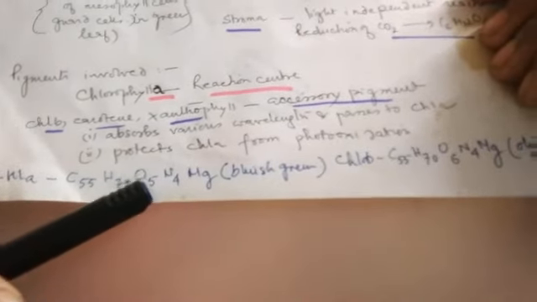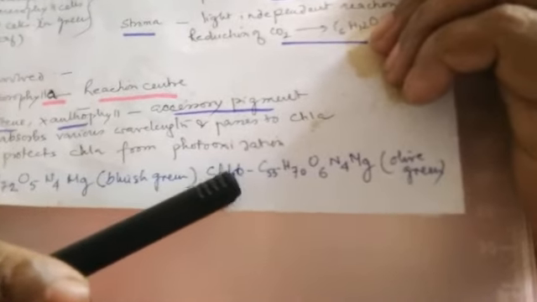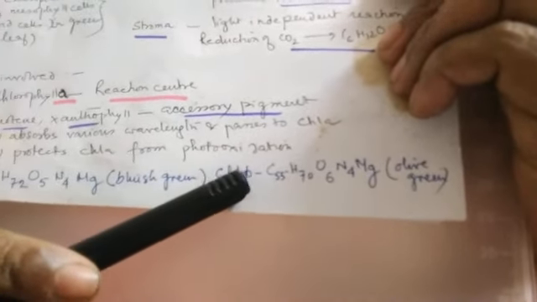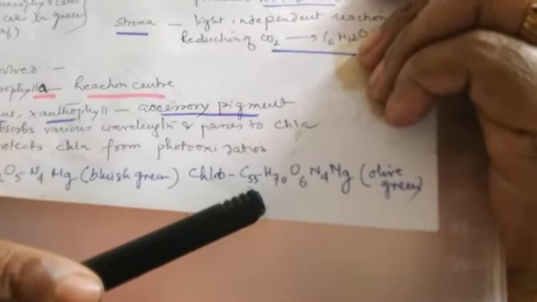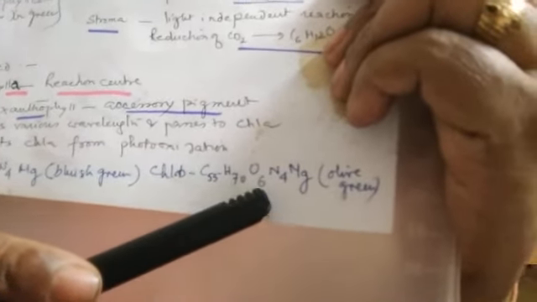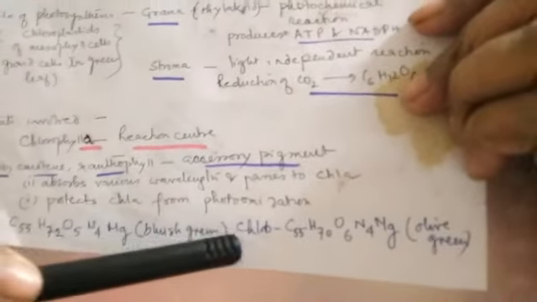If we go on to the empirical formula of chlorophyll A, we will find C55H72O5N4Mg. But in chlorophyll B, since the methyl group of chlorophyll A is substituted by an aldehyde group, it is C55H70O6N4Mg. The color of chlorophyll A is bluish green, the color of chlorophyll B is olive green. So these are the differences between chlorophyll A and chlorophyll B.